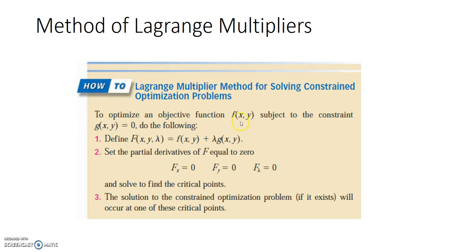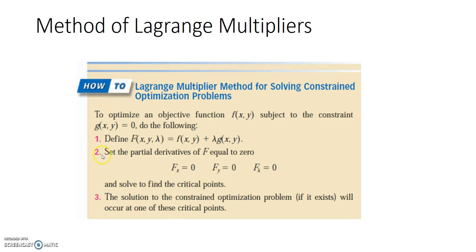To optimize an objective function f of x, y subject to the constraint g of x, y equals 0, do the following. Form a new function called capital F of x, comma y, comma lambda, the Greek letter, equals little f of x, y, the objective function, plus lambda times g of x, y. Lambda is called the Lagrange multiplier. We won't discuss the mathematical derivation of this because it's quite complicated, but lambda is essentially a multiplier that, quote unquote, makes it all work out.